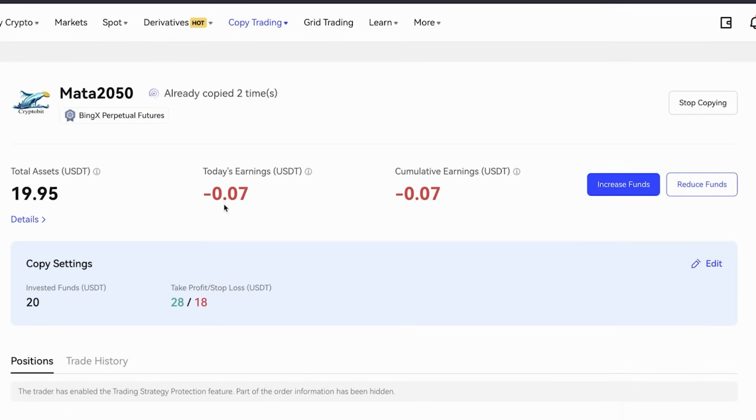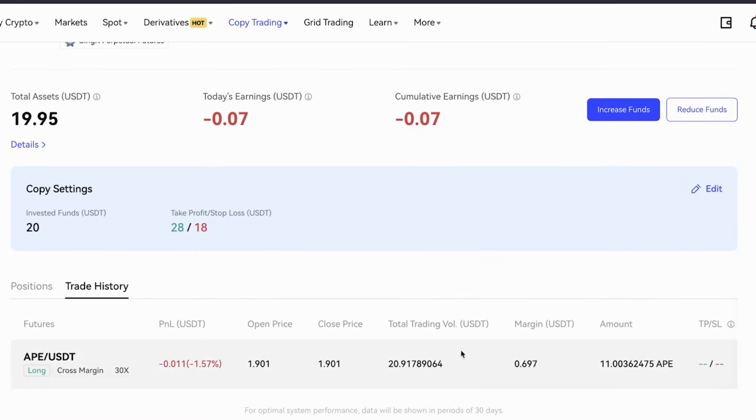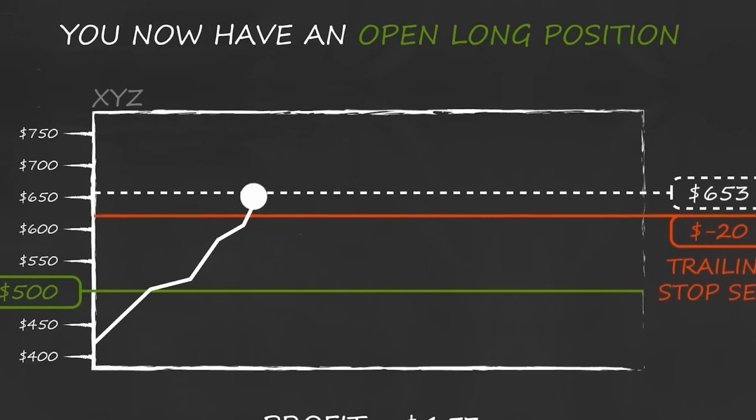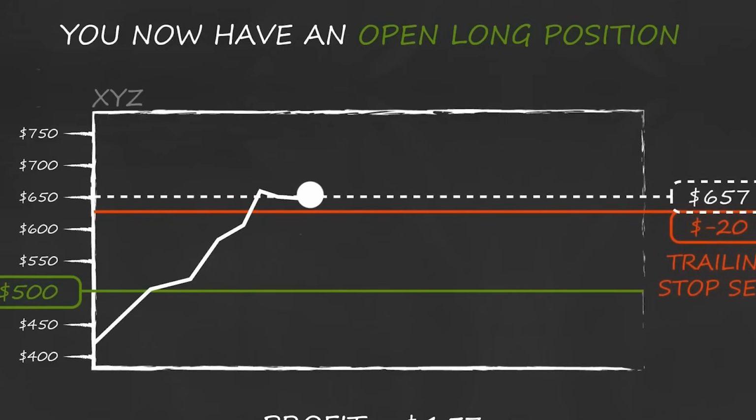Overall, the platform provides transparency and flexibility in copy trading, empowering users to make informed decisions about their investments. Take profit and set stop-loss levels. Moreover, you can also set your take profit and stop-loss levels, giving you more control over your trades.